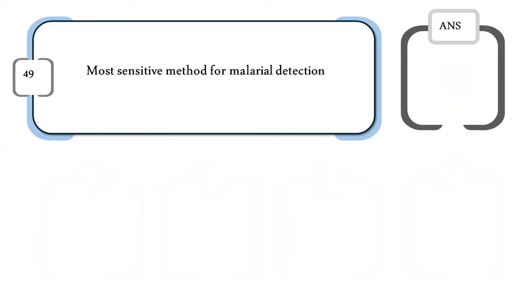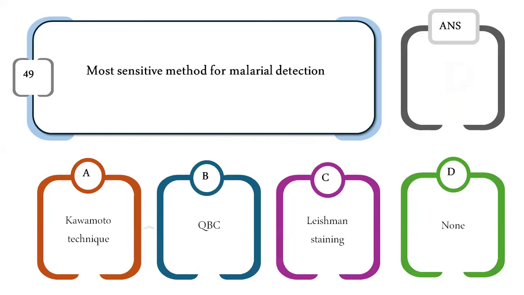Next question, most sensitive method for malarial detection. Option A, Kawamoto technique. Option B, QBC. Option C, Leishman staining. Option D, none of the above. Here the right answer is option B, QBC method. So what is QBC method? That is quantitative buffy coat test. It is the new method for identification of malarial parasite in the blood.